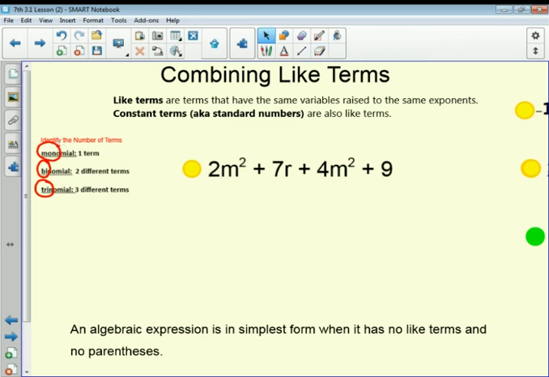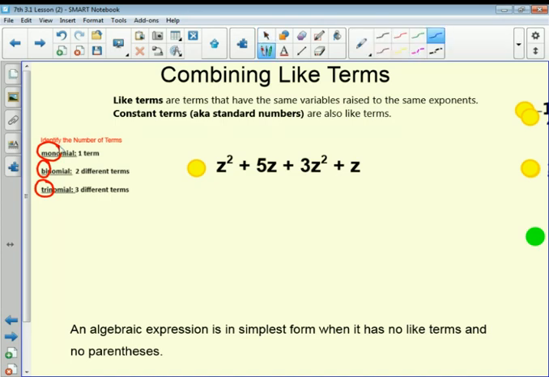All right, we'll go ahead and try one more. So let's peek at this one. It looks like we have some z squareds and some z's. So this one's very commonly mistaken. Students will look at it and say, oh, they're all z's. Well, this is z squared. This is z squared. So no number means there's a 1.